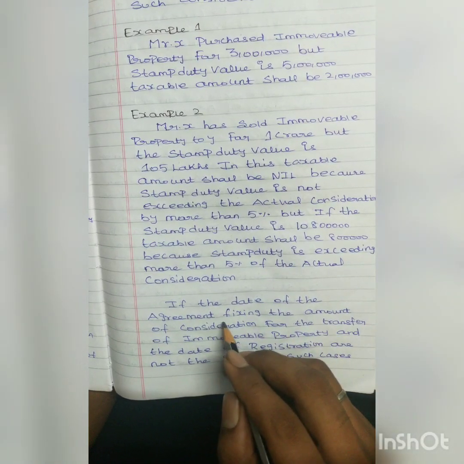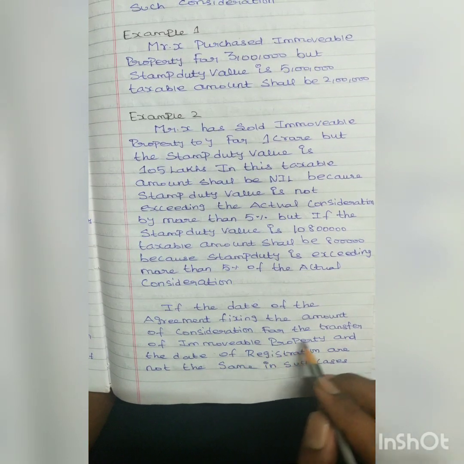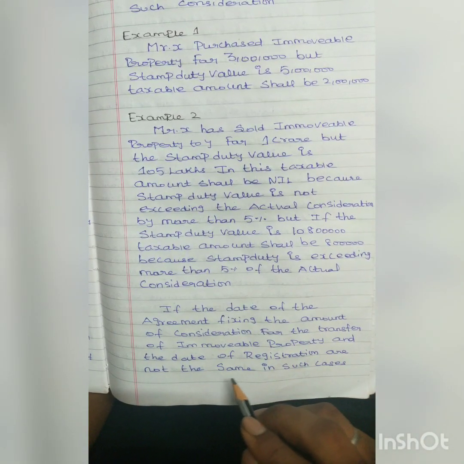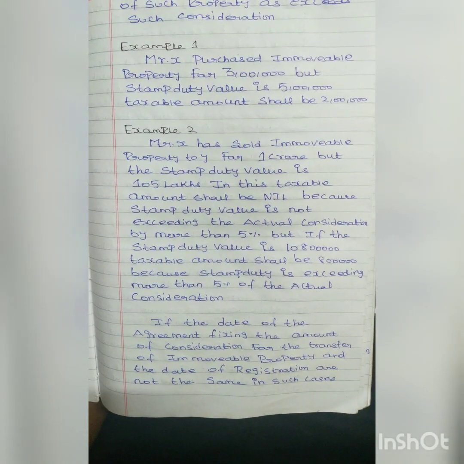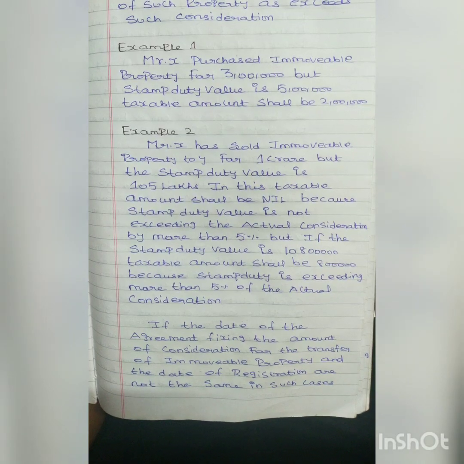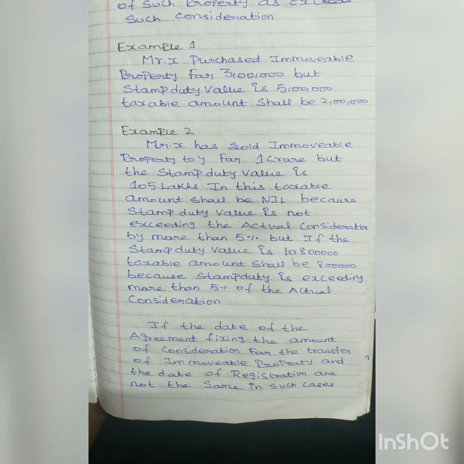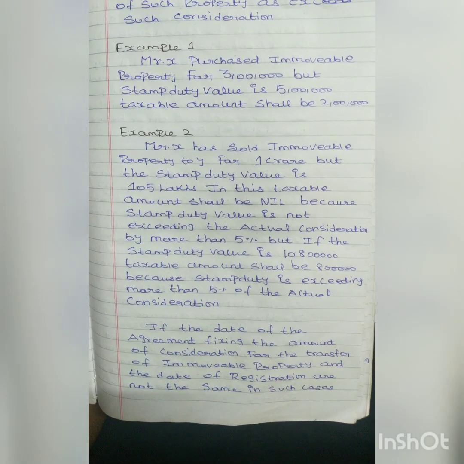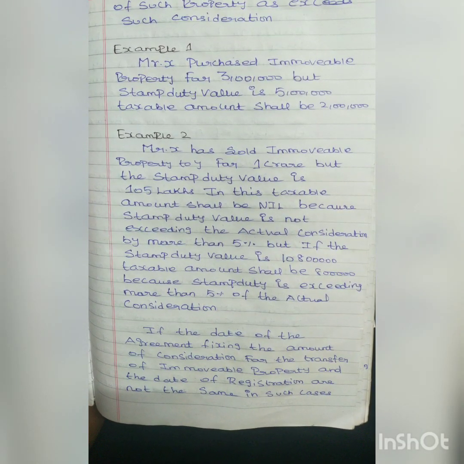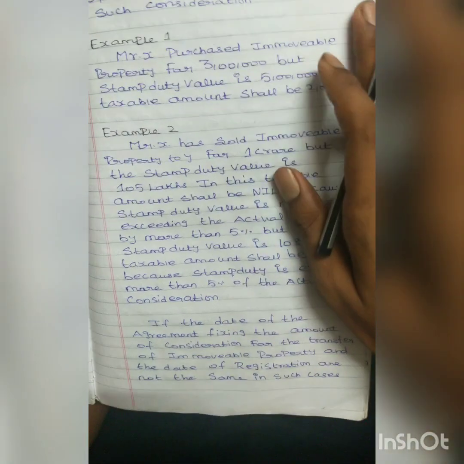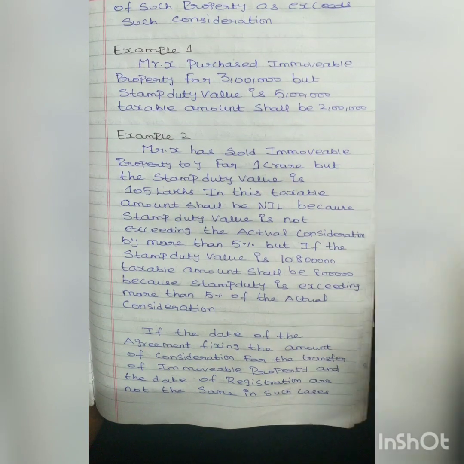If the date of agreement fixing the amount of consideration for the transfer of immovable property and the date of registration are not the same, say I'm making an agreement with the seller for the purchase of an immovable property, and the date of agreement and the date of registration were different dates, then the stamp duty value on both dates will be differing, right? And in that situation, what should you do?